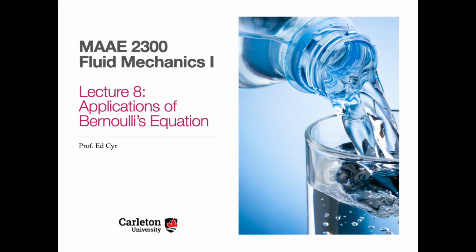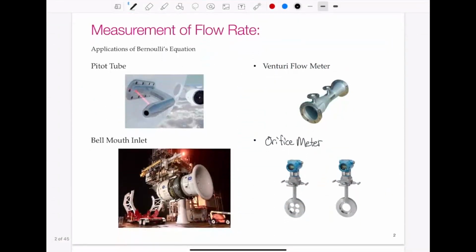Right, welcome back. We talked earlier about Bernoulli's equation and how we derived it. In this section, we're going to look at some applications of Bernoulli's equation and some flow measurement devices. In this course, we're going to focus on four devices that measure flow rate using Bernoulli's equation. The first one, which is incredibly common and very useful, and very good at measuring flow rates, is a pitot tube or a pitot-static tube.